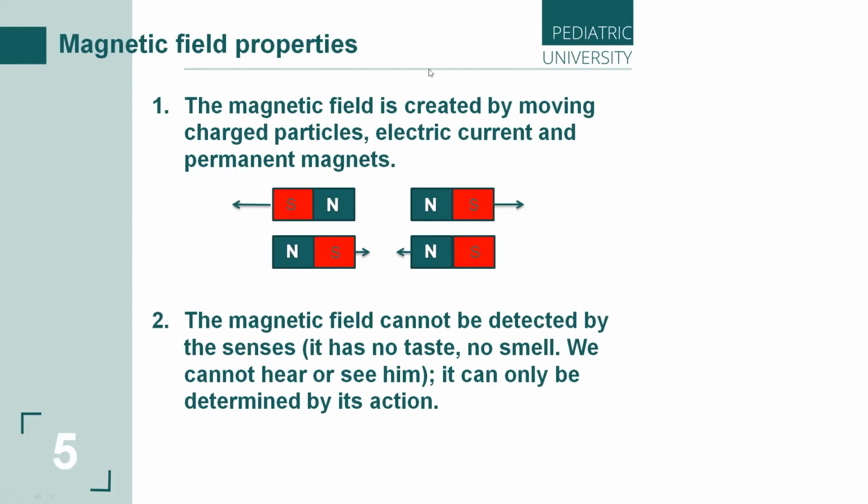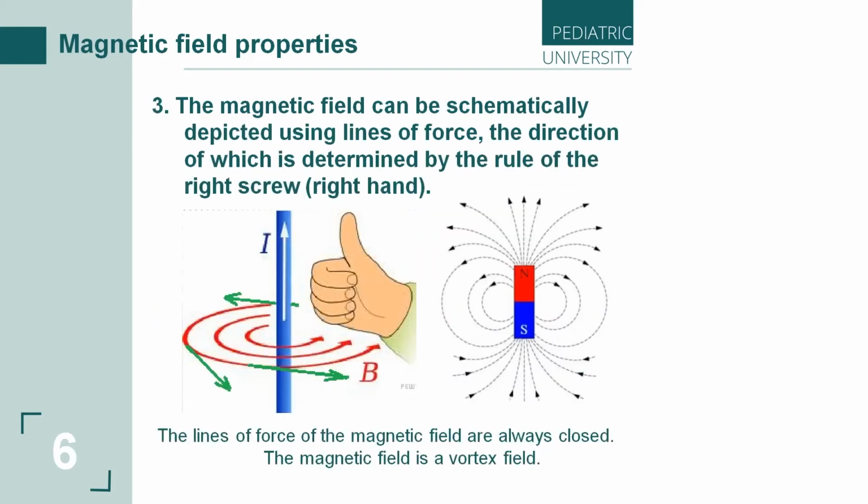You can see it in this picture again. Different and the same. Don't forget this. So, the next property we must talk about is how we can depict a magnetic field on a diagram or in a figure.